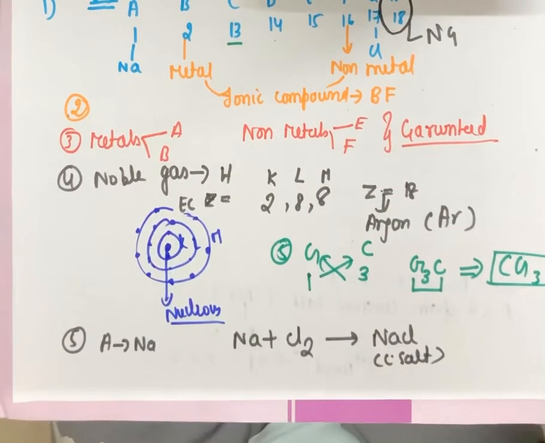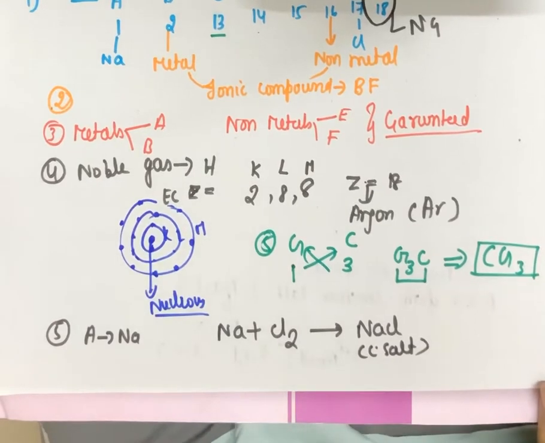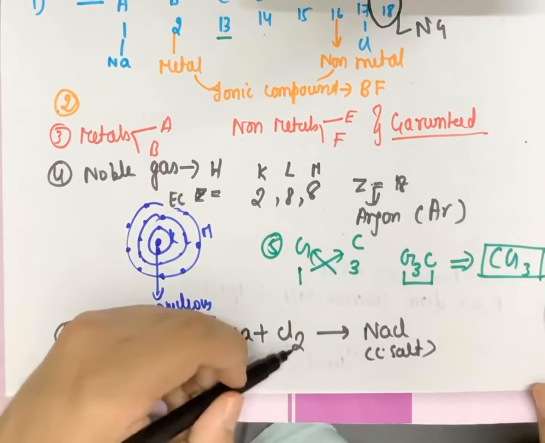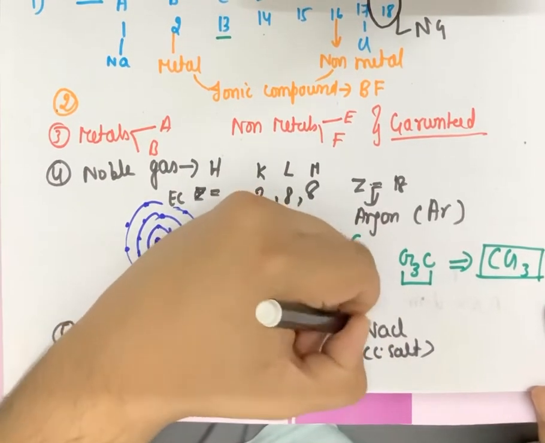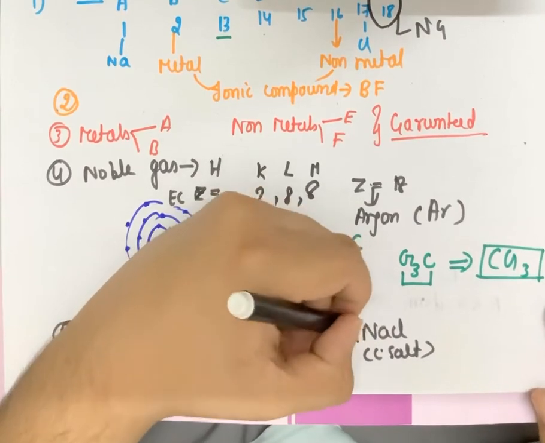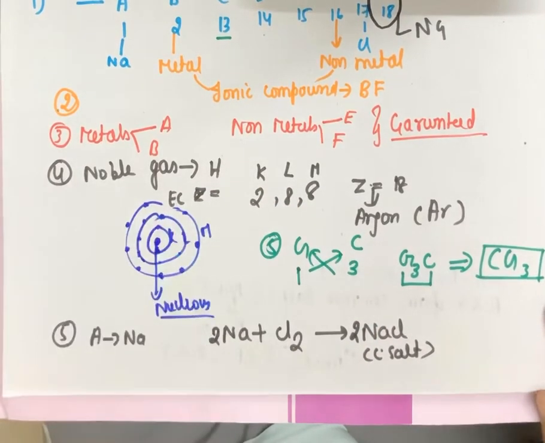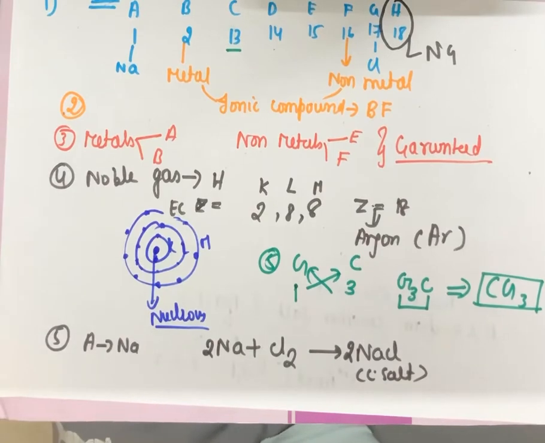Okay. Now what is important here is the equation is not balanced, so we need to balance it. There are two chlorines, so I add a 2 here, because chlorine has to be 2. So sodium here becomes 2, I add a 2 here, and the equation becomes balanced. Okay, it's very important at class 10 level to balance the equations.